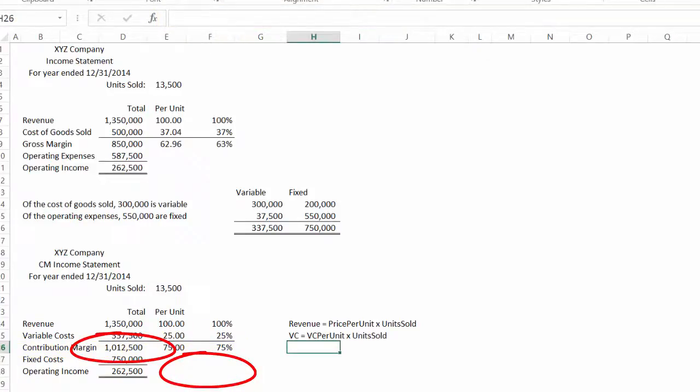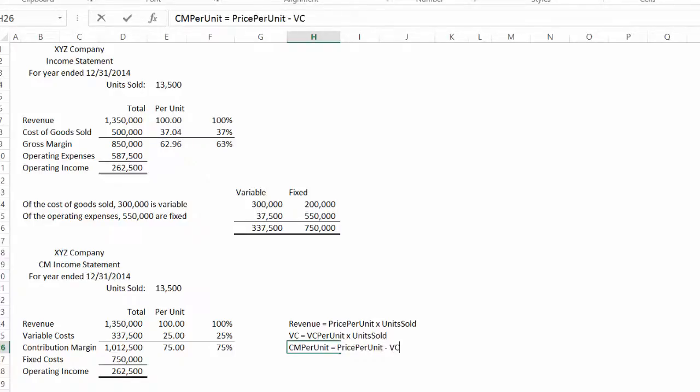So let's look at contribution margin two different ways. First of all, per unit contribution margin. So let's say contribution margin per unit equals price per unit minus variable cost per unit. And contribution margin total, and I'm just going to call that contribution margin, equals revenue minus variable cost. So we have all of those relationships.